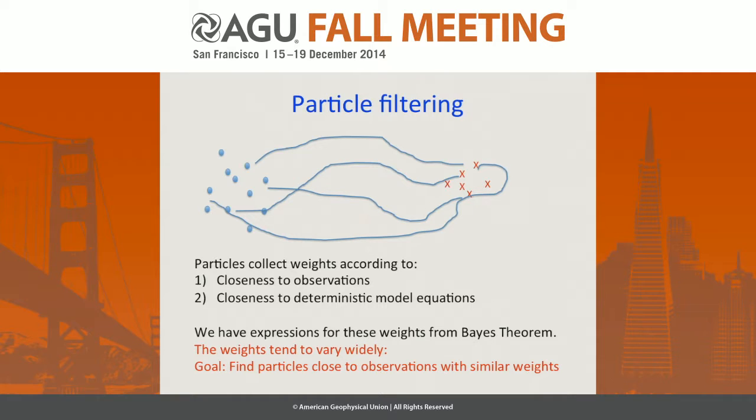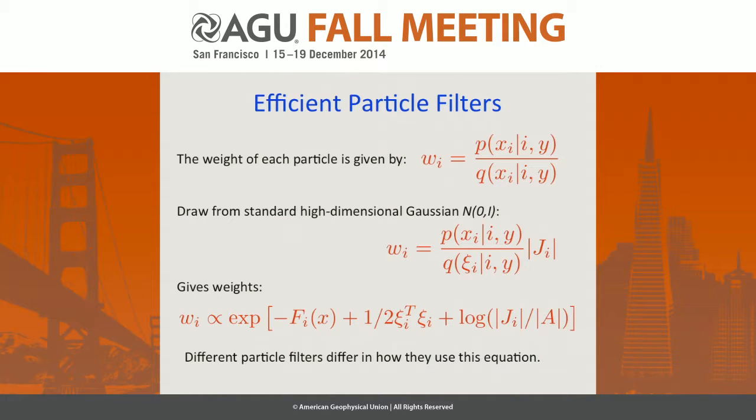So the goal that we have in particle filtering is two things actually. We want to get the particles close to the observations, because that's where the high probability regions are in these high dimensional systems, that is, where the high posterior PDF values are. But we also want them to have similar weights, because otherwise the whole thing is useless. So we really want to bring this probability from the blue dots to close to the red crosses.